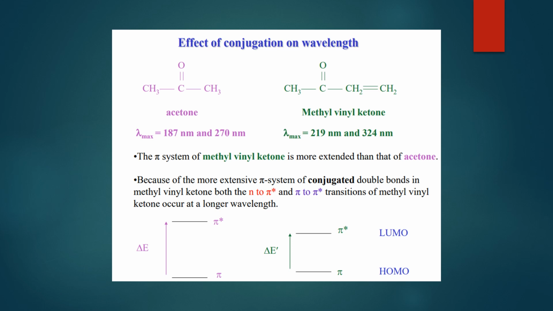Now coming on to the effect of conjugation on wavelength. Is there any effect of conjugation on the wavelength of a particular compound? This is acetone. Acetone has lambda max around 187 nanometer and 270 nanometer. And this is another compound, methyl vinyl ketone, that has lambda max around 219 and 324 nanometer. So from acetone to methyl vinyl ketone, there is a shift. There is a more extensive pi system in the case of methyl vinyl ketone. As a result, the pi to pi star and n to pi star transitions observed in methyl vinyl ketone occur at longer wavelength as compared to acetone.